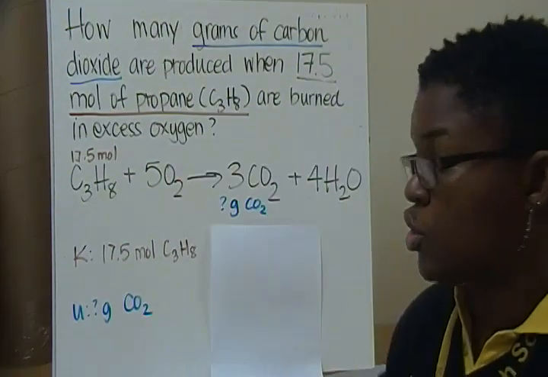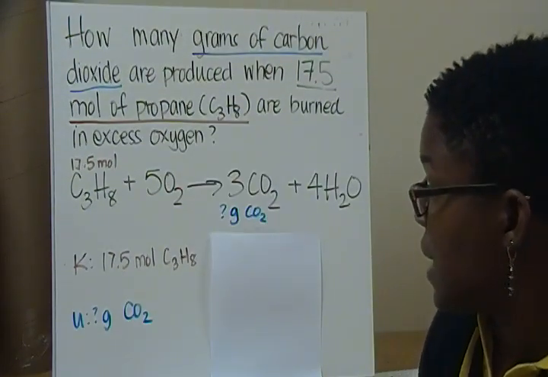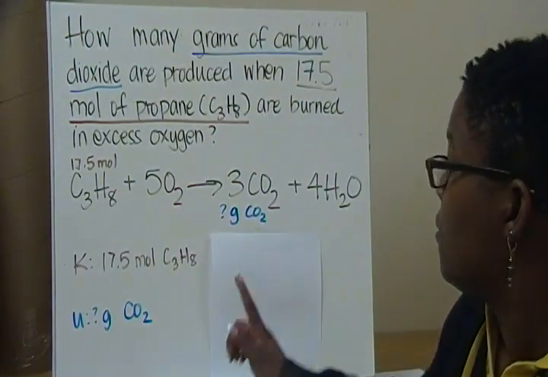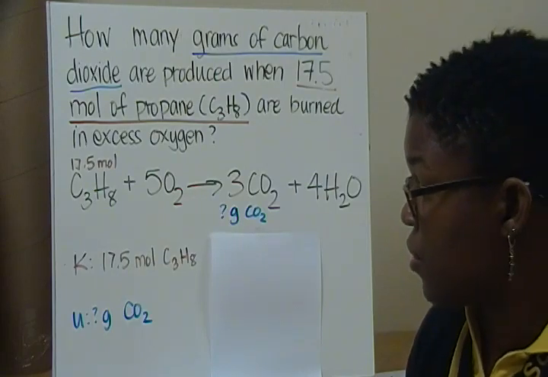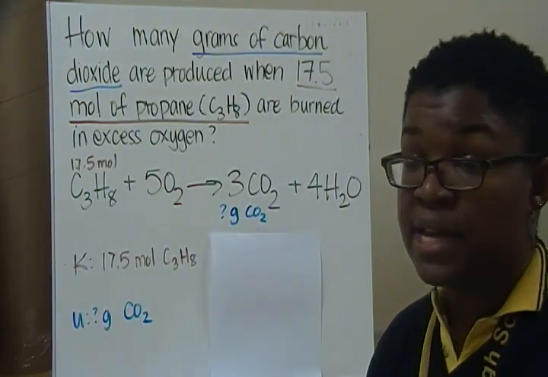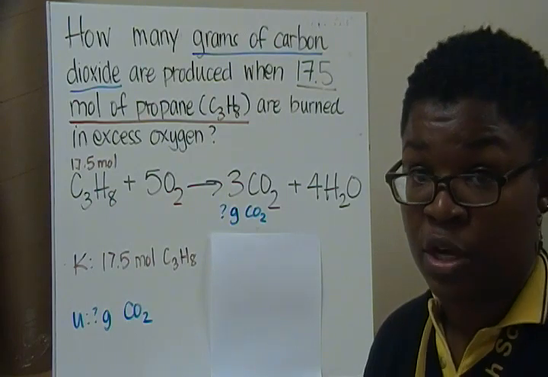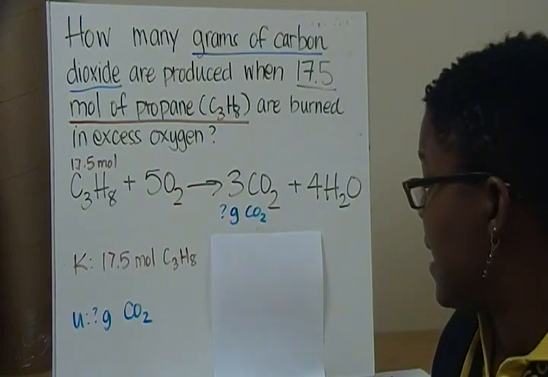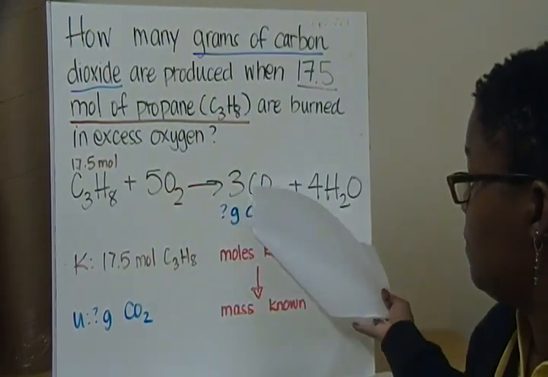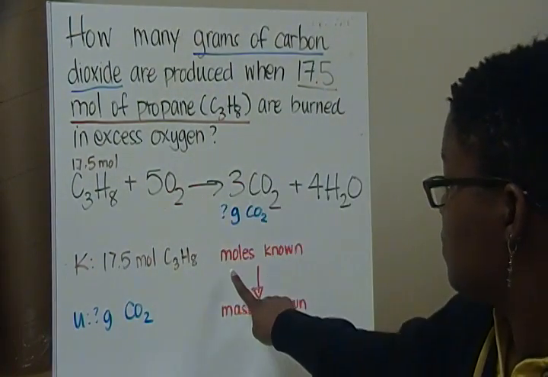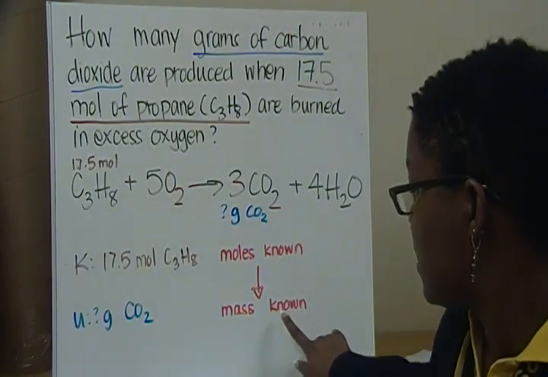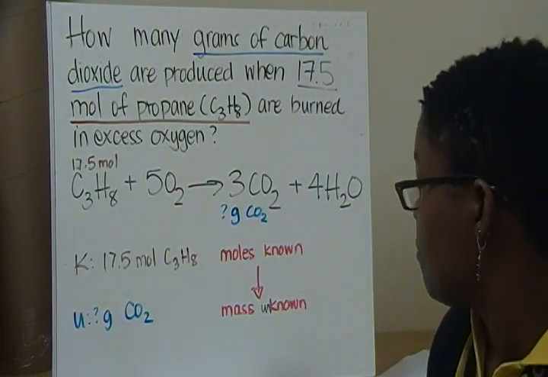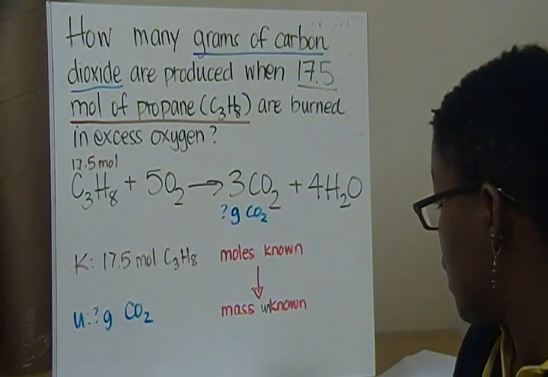You're not being limited by anything. So just the propane is all that we need to worry about. We've already talked about how to set up our known and our unknown. So we can put the 17.5 moles over there and the question mark grams of carbon dioxide there, or we could write it separately. It's up to you which one you do, but either way you need both the equation and your known and your unknown written together. Now I want to point out that in terms of this particular problem, this here is the moles of the known and this is the mass of the unknown. So we're going from moles of known to the mass of unknown.